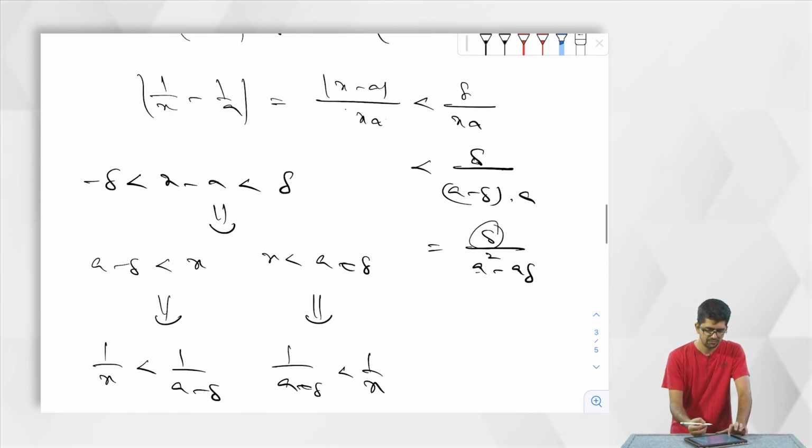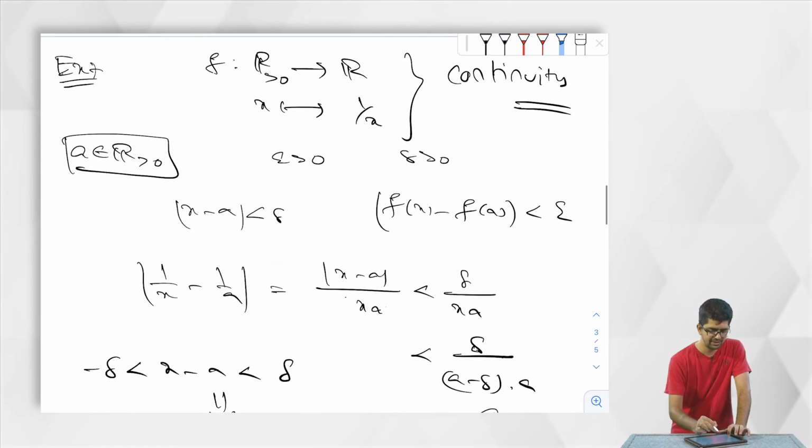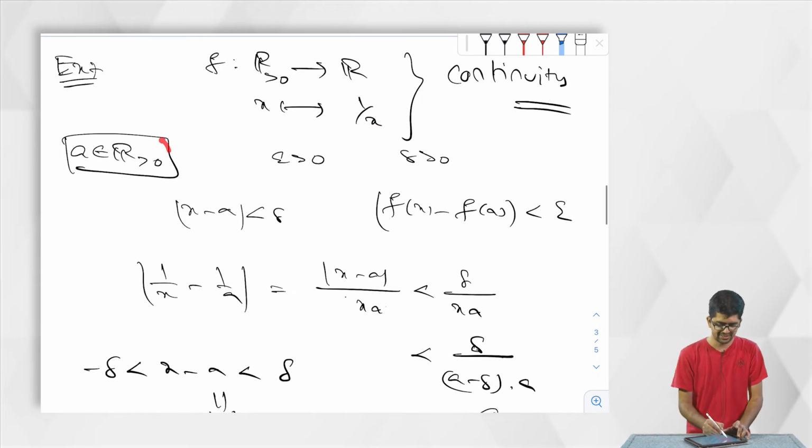So this says that the function f defined as x goes to 1/x is continuous on the domain. I fix the point a belonging to the positive reals.